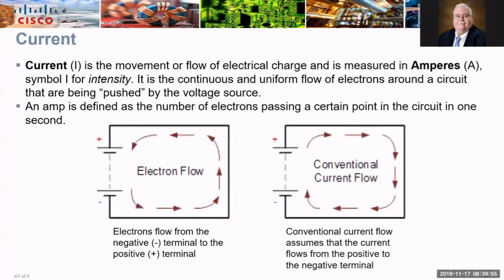Current is the movement or flow of electrical charge and is measured in amperes. It is the continuous and uniform flow of electrons around a circuit that are being pushed by the voltage source.